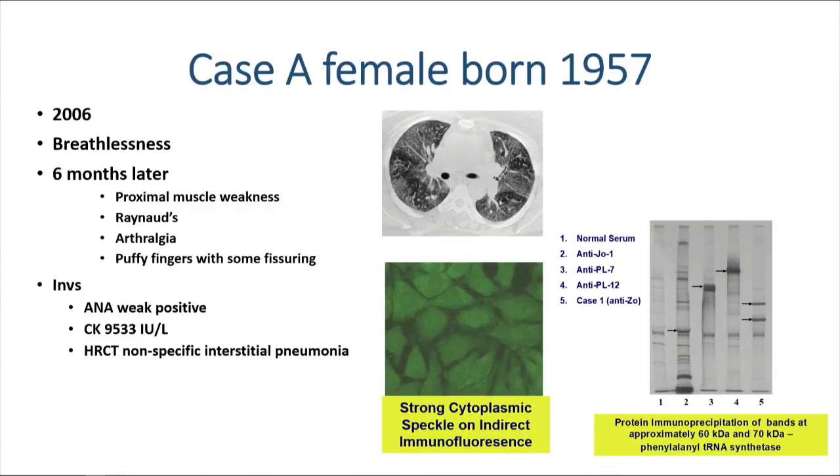Her ANA was weakly positive. Her CK was 9,500, and the CT scan there shows nonspecific interstitial pneumonia. Well, we looked for antisynthetase antibodies, but we were a bit surprised that we couldn't find them. But we did find one. It hadn't been reported at that stage. And we reported anti-Zo, which was anti-phenylalanine tRNA. It was another synthetase that hadn't been discovered, but we managed to run it on a gel of a serum and identify it by mass spec. So indeed, she did have an antisynthetase syndrome.